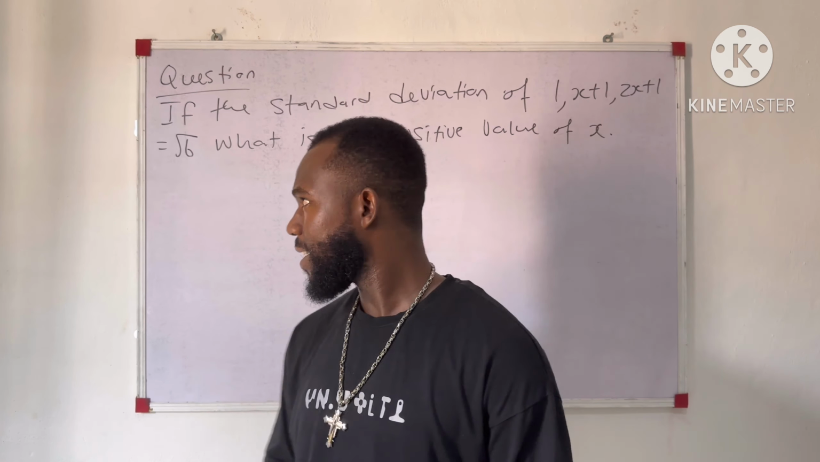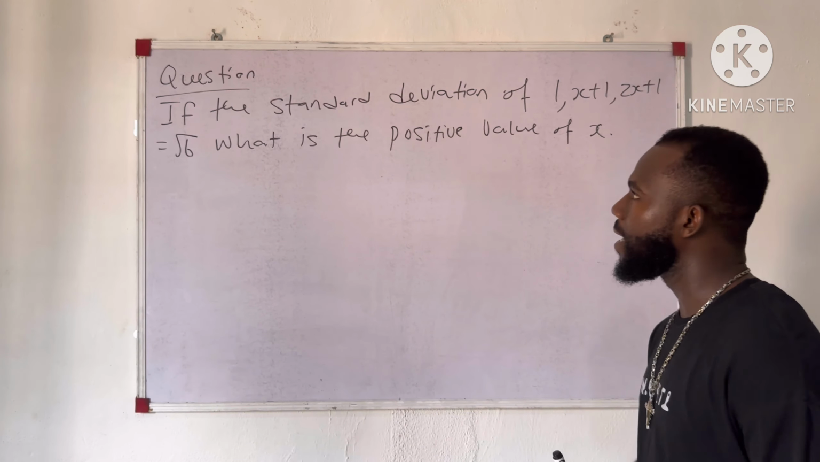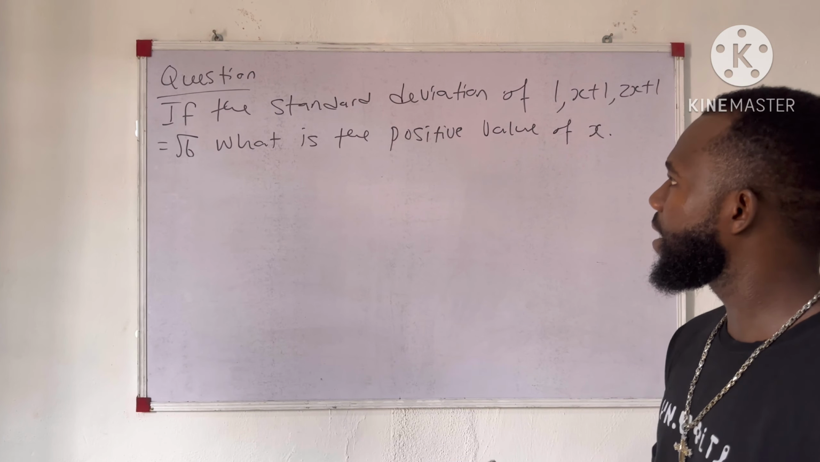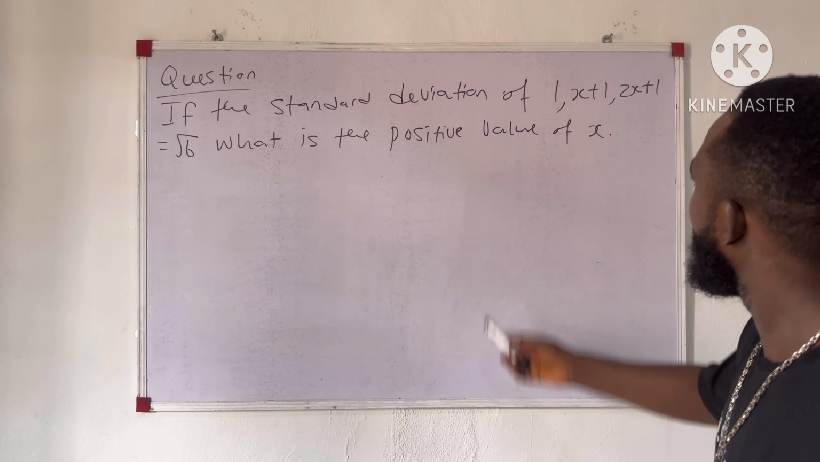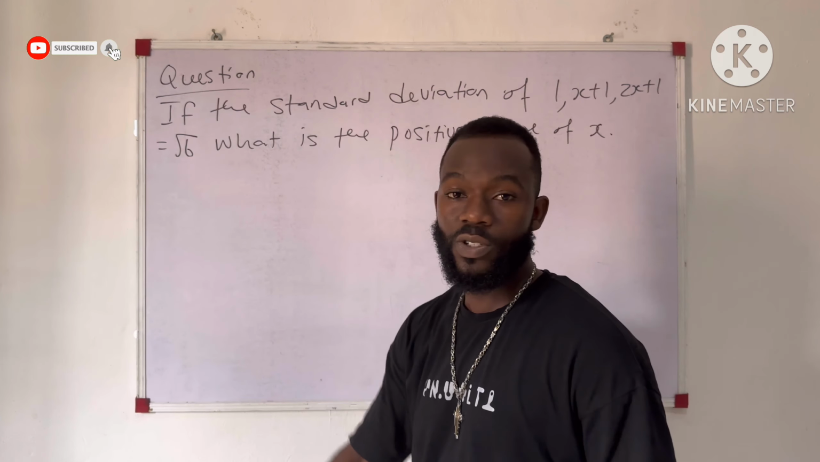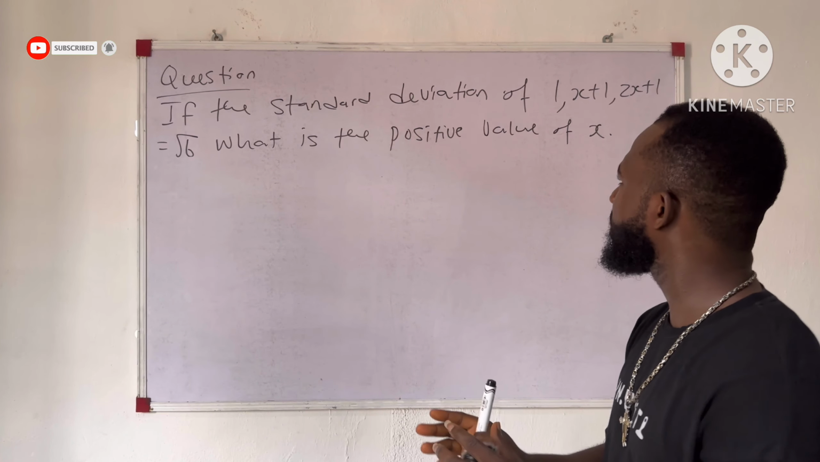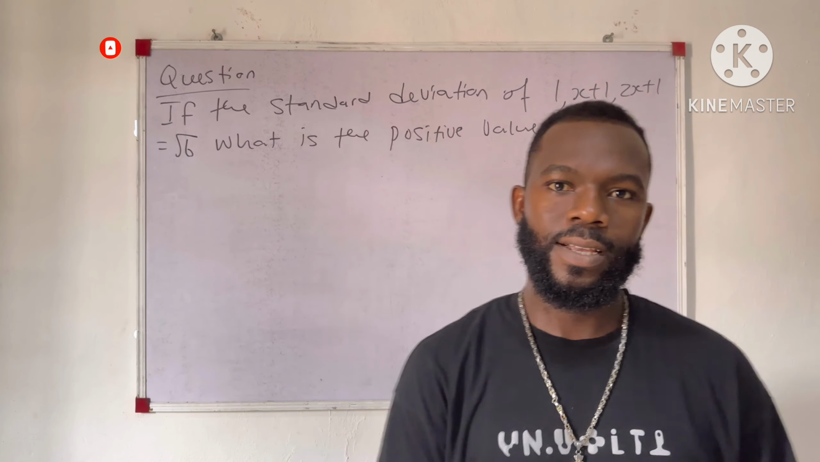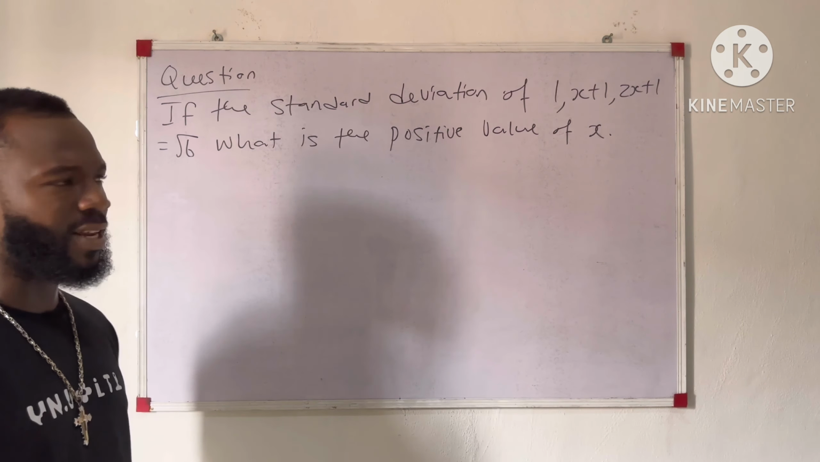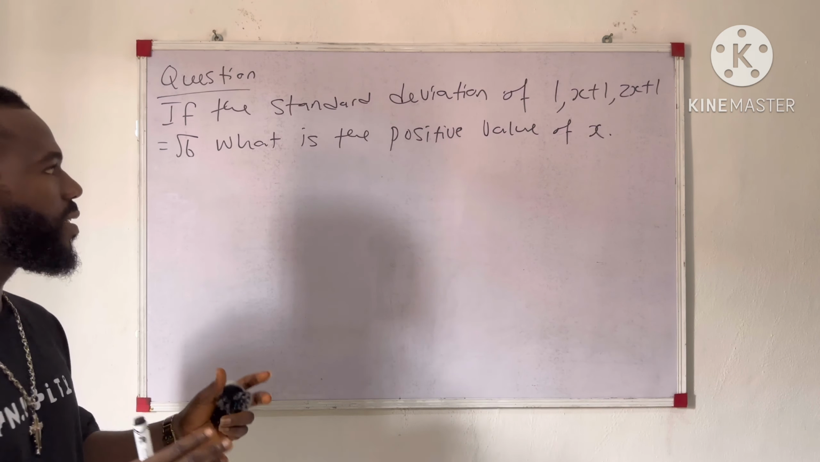Alright, today we have a question on the board, and the question is on standard deviation. It says, if the standard deviation of 1, x plus 1, 2x plus 1 is equal to root 6, what is the positive value of x? When you're given a question like this, how do you go about it?